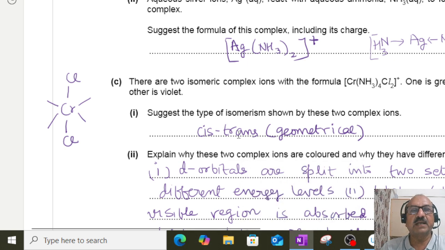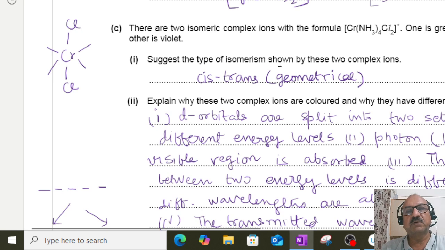Now there are two isomeric complex ions with this formula. One is green and the other is violet. Suggest the type of isomerism. Here there is a confusion in the minds of the students because they don't know how to find whether it will be geometrical isomerism or optical isomerism.